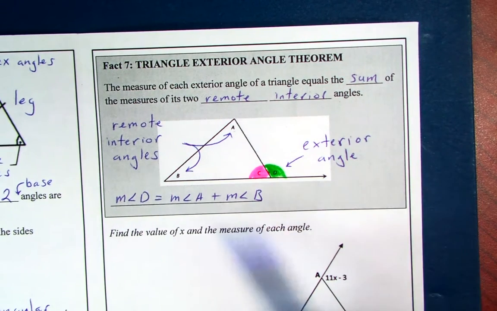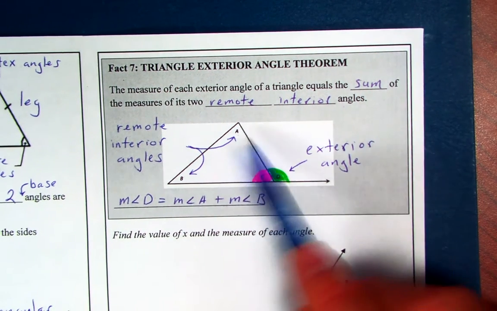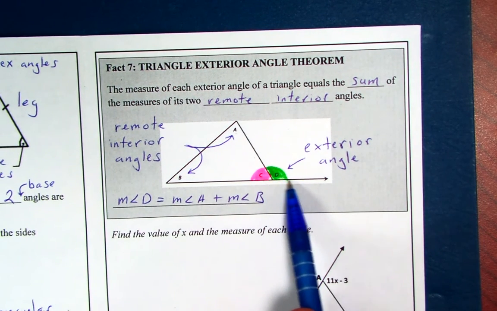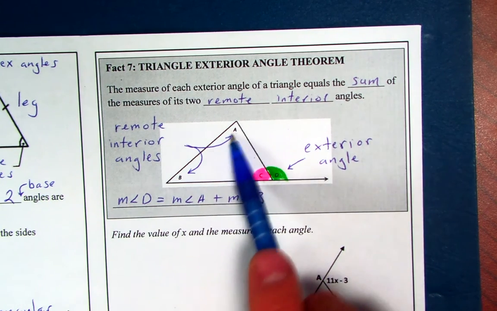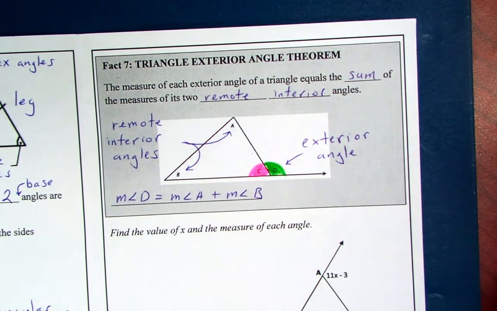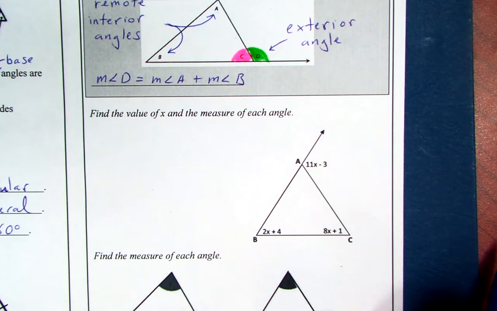Okay, again, this is going to show up all the time, so you kind of have to be aware that it's there. You're going to see a triangle, you're going to see a line that extends past it, and you always got to be looking for the idea that these two remote are going to be the same as that measure on the outside. Okay, so we'll do an example here. We'll do this one, and you do the next one.